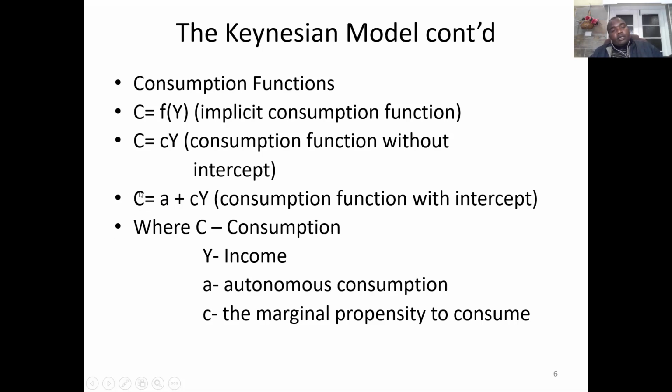So when you look at capital letter C, it stands for aggregate consumption, which here is just named as consumption. And then capital letter Y stands for national income, which here is identified as income. Small letter a is autonomous consumption, that is, consumption which is independent of national income. Small letter c stands for the marginal propensity to consume, which is the proportion of national income which is devoted to aggregate consumption, ceteris paribus.